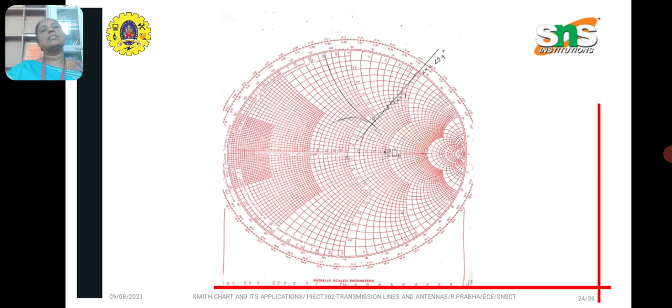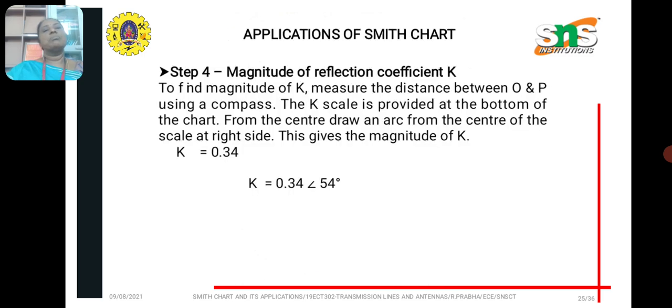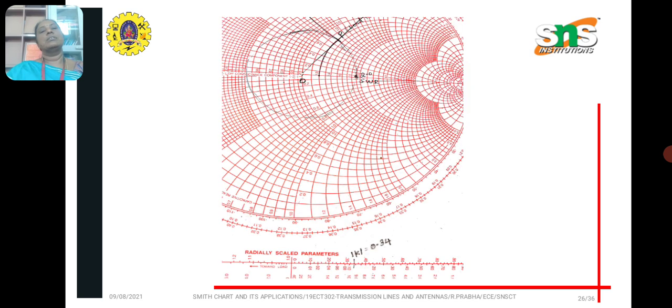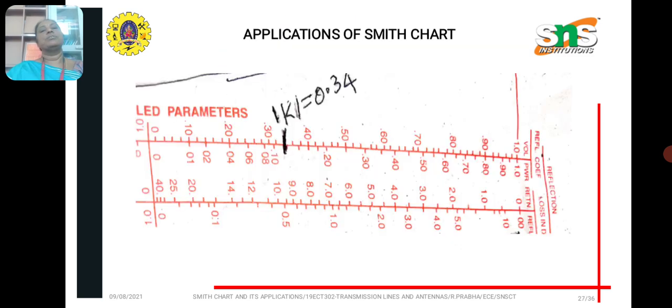And next is to get the magnitude of K. For getting the magnitude of K, the distance between O and P is taken by using a compass, and the K scale is provided at the bottom of the chart. From the center, draw an arc on the center scale at the right side. This gives the magnitude of K, which is 0.34. So by combining this magnitude and angle value, K is written as 0.34 angle 54 degrees.